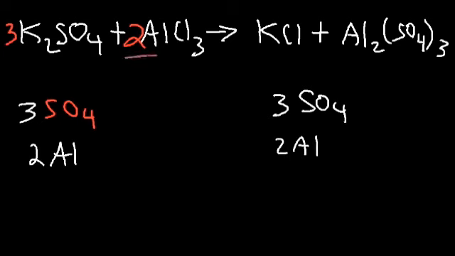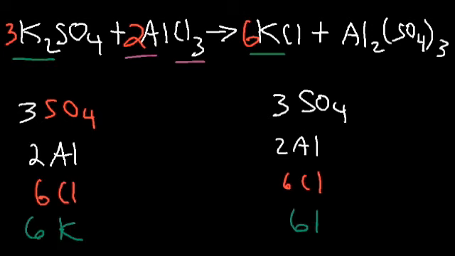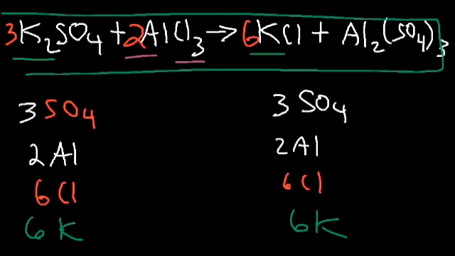Once we do that, notice that we have 6 chlorine atoms on the left side. So we got to put a 6 in front of KCl. Once we do that, we have 6 potassium atoms, and 3 times 2 is 6, so everything is balanced at this point. So this is the answer. The coefficients are 3, 2, 6, and 1.